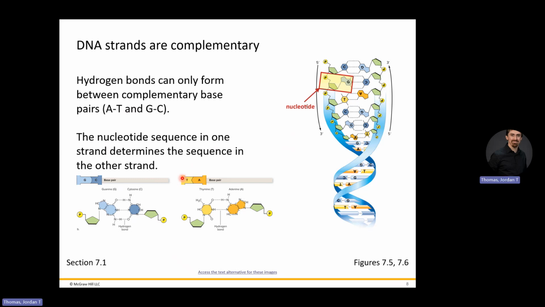DNA strands, again, are complementary. Hydrogen bonds can only form between complementary base pairings, so A to T, C to G. Nucleotide sequences on one strand determine the sequence of the other strand. And that's exactly what I talked about: if you have a C on one side, you know you have a G on the complementary strand. If you have a T on one side, you know you have an A on the complementary strand. They're always the same base pairs. A to T, C to G.